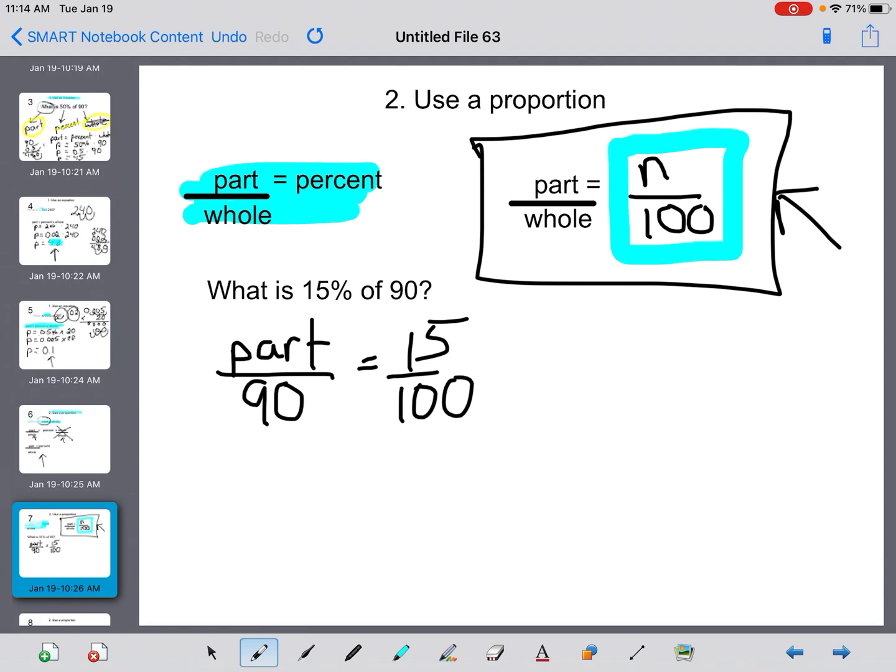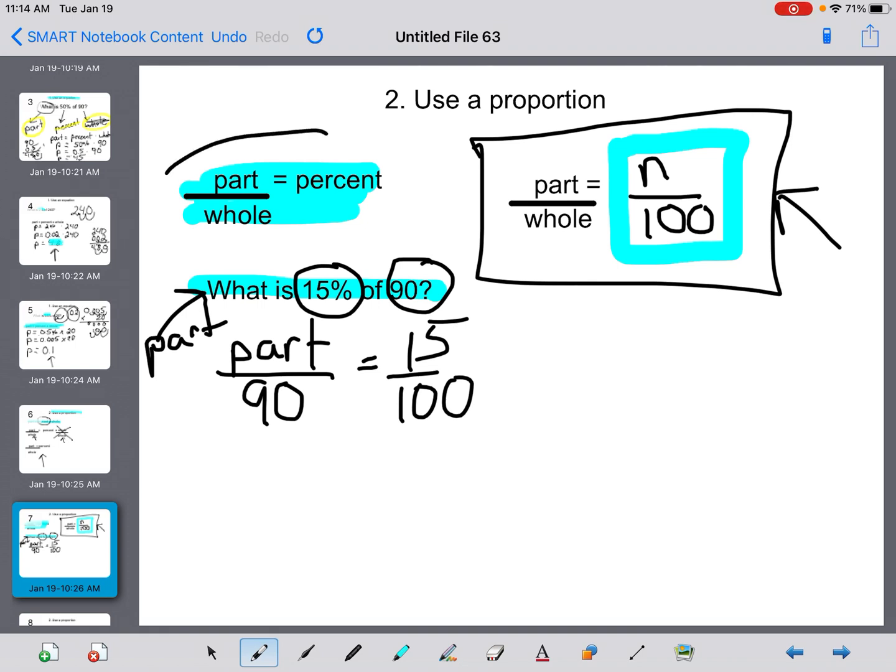So we're done with the why. Now we're going to do the how. This is what I expect you to be able to know how to do. Part over whole equals n over 100. So let's take a look again at this question. We have, what is 15% of 90? Remember that "what" is asking me for the part. The percent, this 15%, is obviously the percent, and this 90 is my whole number.